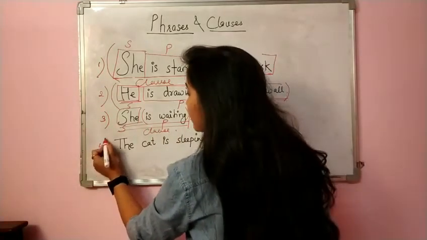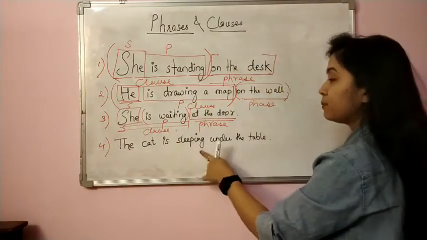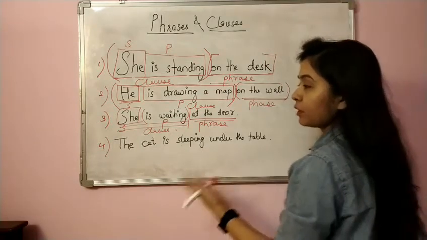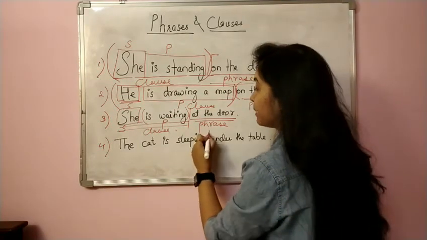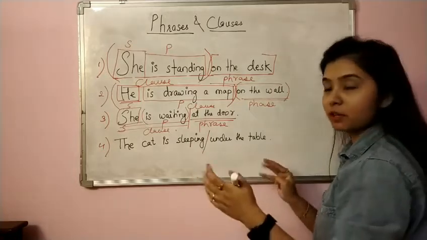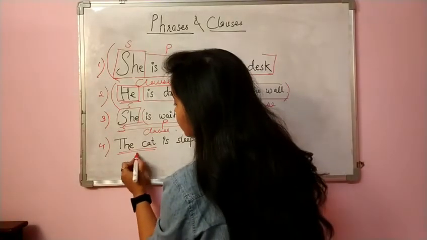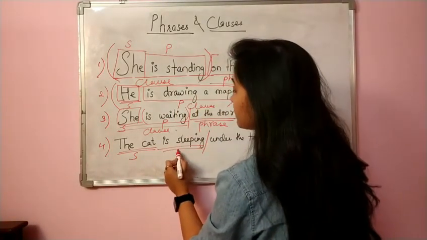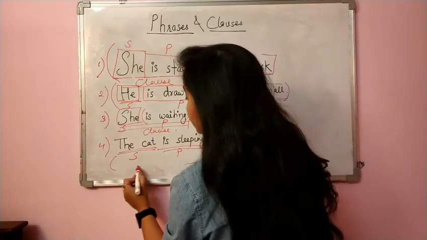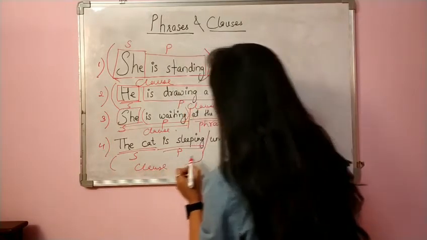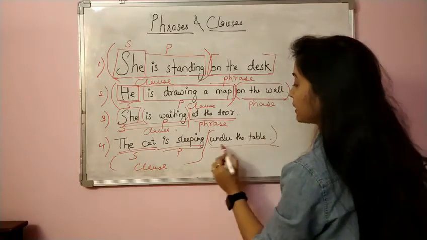Now the fourth example is: the cat is sleeping under the table. So what is the cat doing? It is sleeping. So till here becomes the clause. The cat becomes the subject, and is sleeping becomes the predicate, and the entire thing becomes the clause. Here, under the table becomes the phrase.